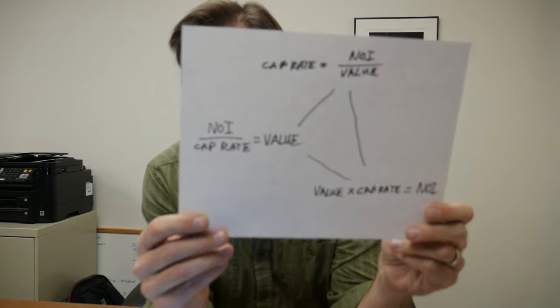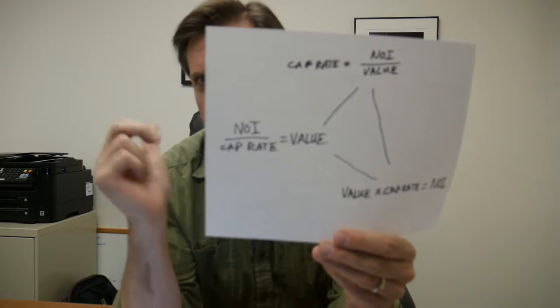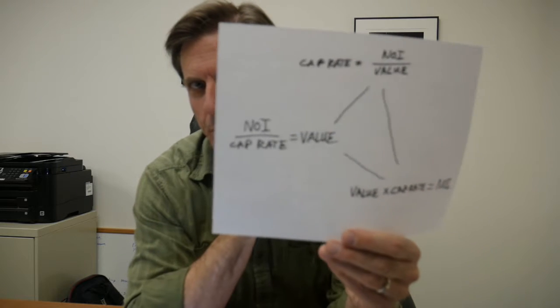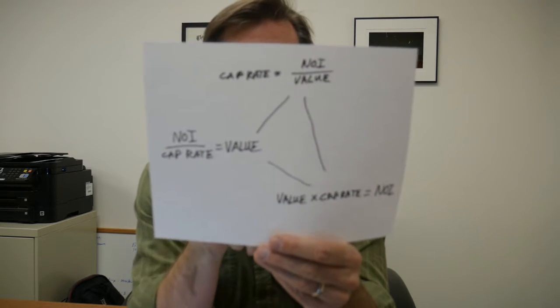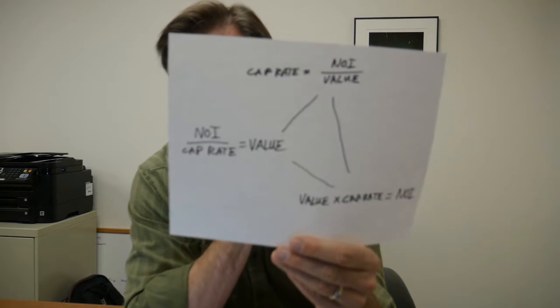So knowing this, knowing any two parts of the equation, you can always come up with the third. Obviously, if you know the net operating income and the cap rate, you can come up with the price or the value. And if you know the value of the property and multiply that by the cap rate, you can get the NOI, net operating income.